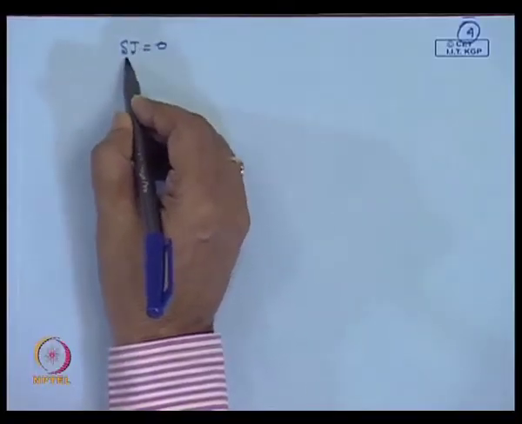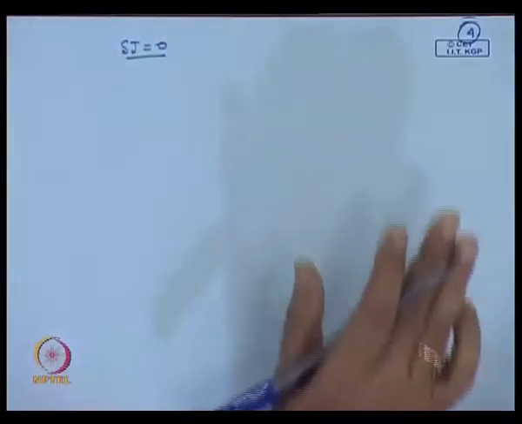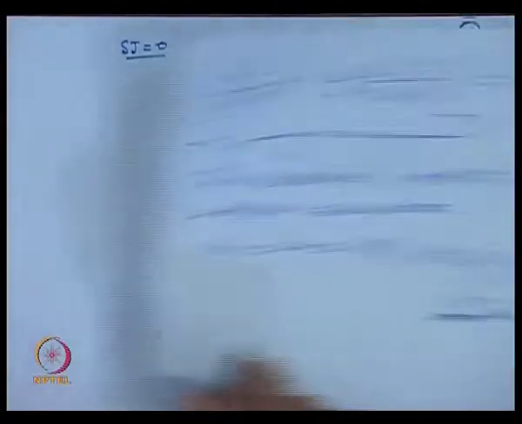So, let me make some remarks about the Euler-Lagrange equation. This is nothing but the necessary condition if the functional is to be optimized. That means, what is the necessary condition? Delta J equal to 0 implies that Euler's equation must be satisfied, this Euler's equation.